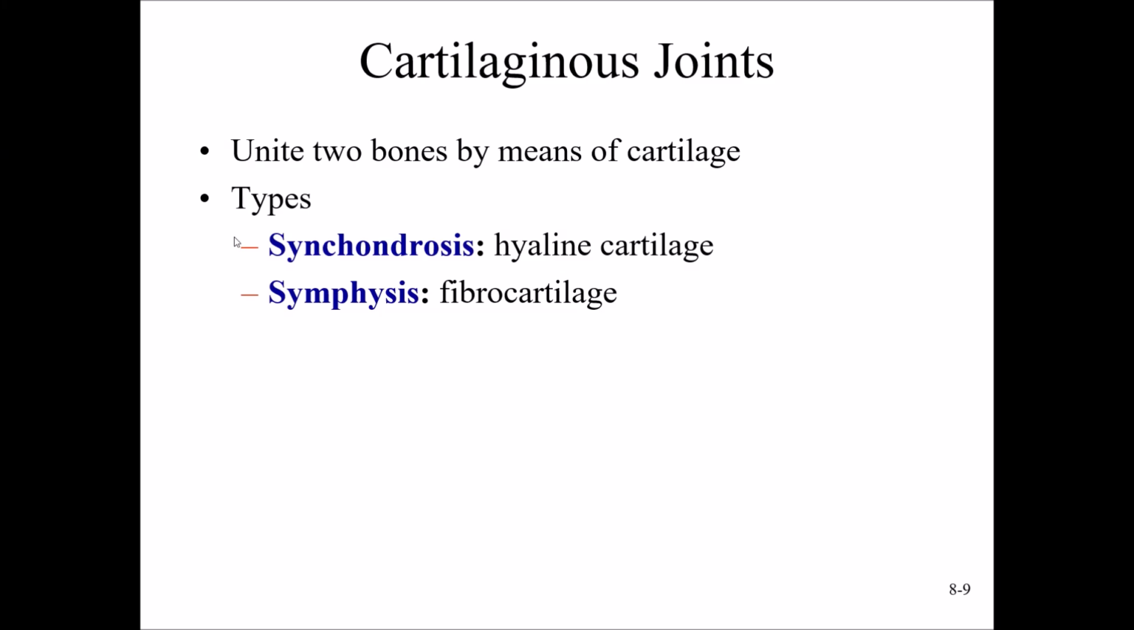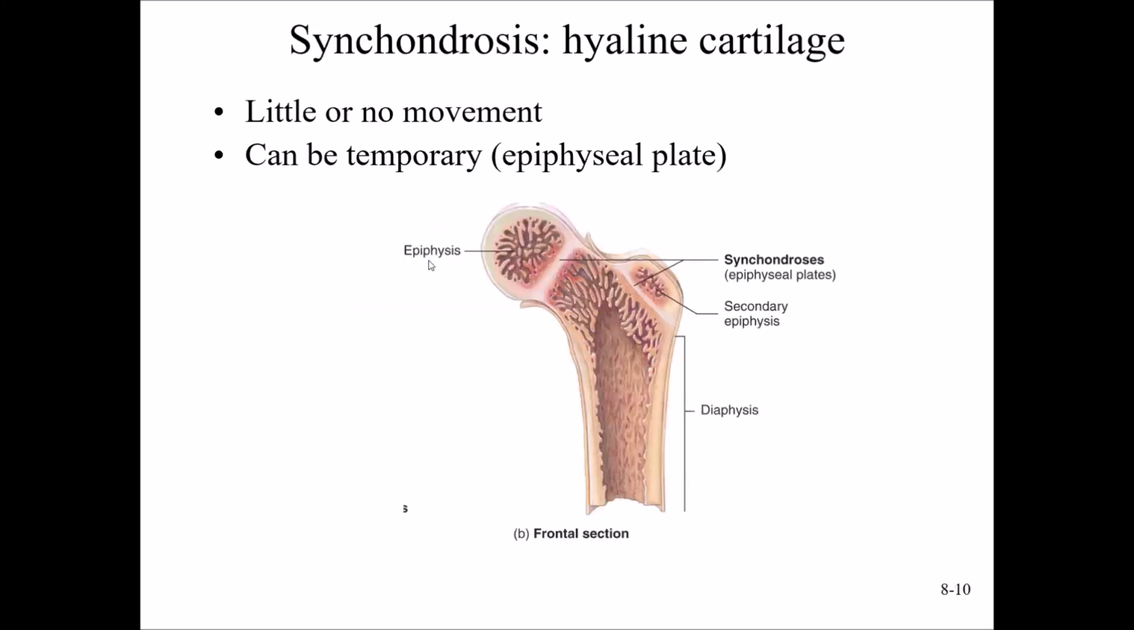So two examples that we're going to be looking at are a synchondrosis, that is a cartilaginous joint that has in it hyaline cartilage, and a symphysis, and that's a cartilaginous joint that is composed of fibrocartilage. And I'll show you one or two main examples for each one.